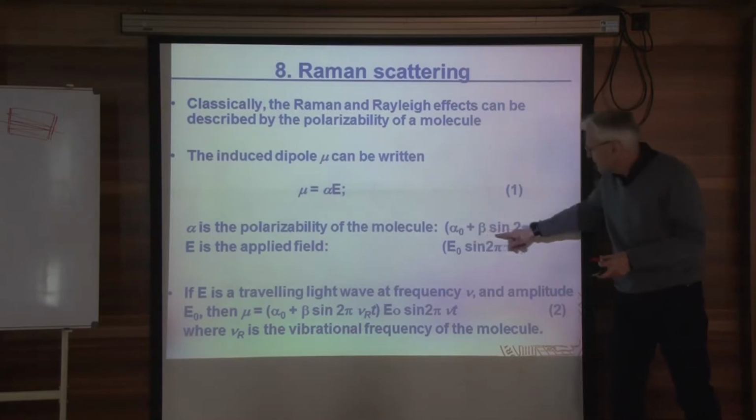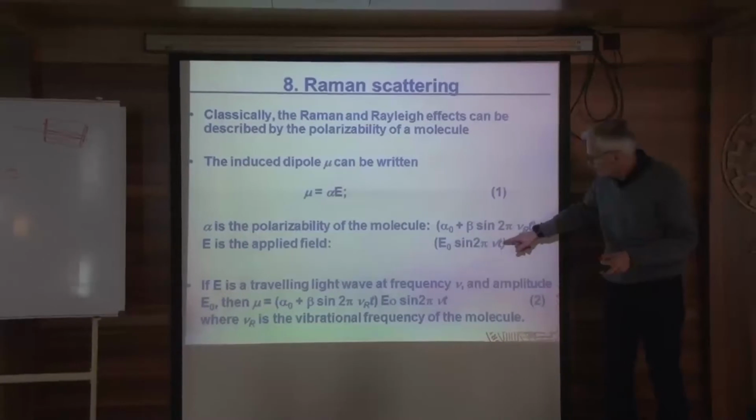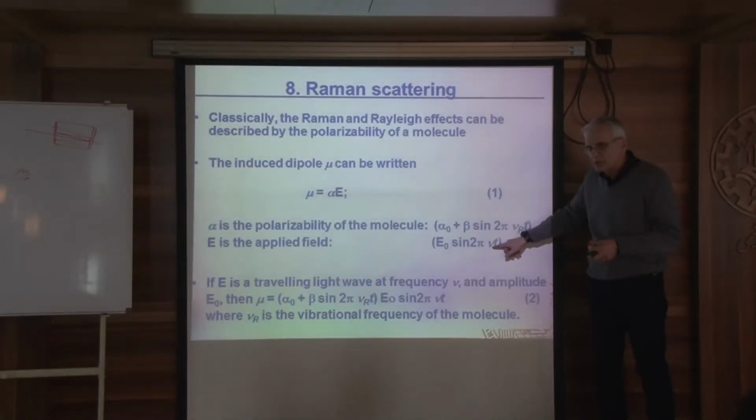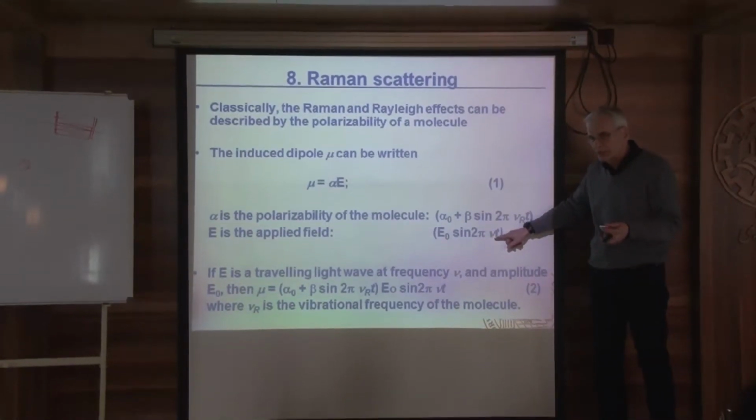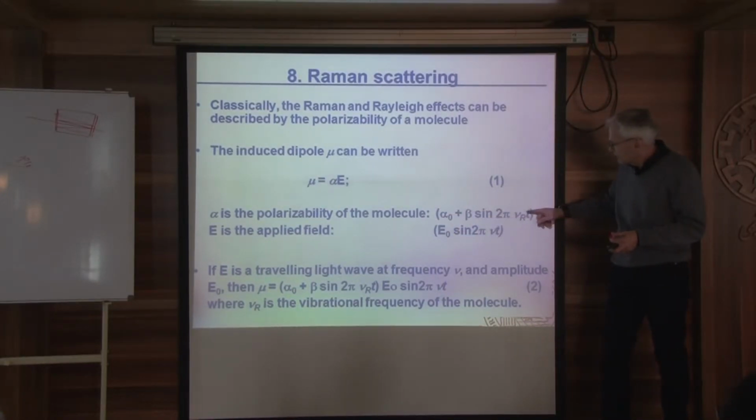This is the polarizability, this is the electric field. The electric field, you have the frequency of the laser. You know that exactly. Here you see that you have a constant, and then you have a term that includes another frequency, and that is exactly the vibration frequency. You remember the molecules have vibrations.